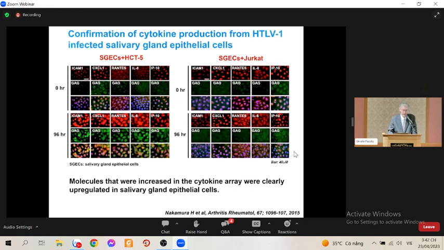And interestingly, we confirmed cytokine production from HTLV1 infected salivary gland epithelial cells, compared to the right panels, SGECs with Jagat-controlled experiment. SGECs ACT5 showed matched expression of HTLV GAG proteins and pro-inflammatory cytokines and chemokines at 96 hours.